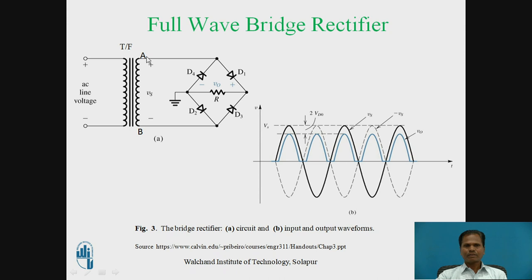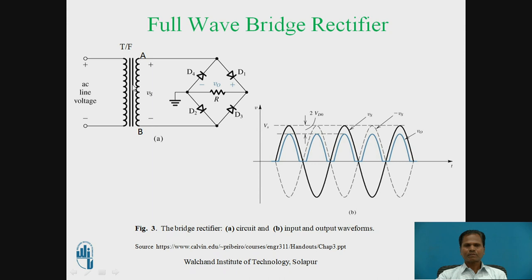Again, in the next consecutive negative half cycle of input AC voltage signal, the point A is at negative potential with respect to point B. So point B is at positive potential. So diode D3 and D4 are forward biased, and diode D1 and D2 are reverse biased. So current flows through secondary of transformer, through diode D3, through load resistor R, through diode D4, and returns to secondary of transformer.